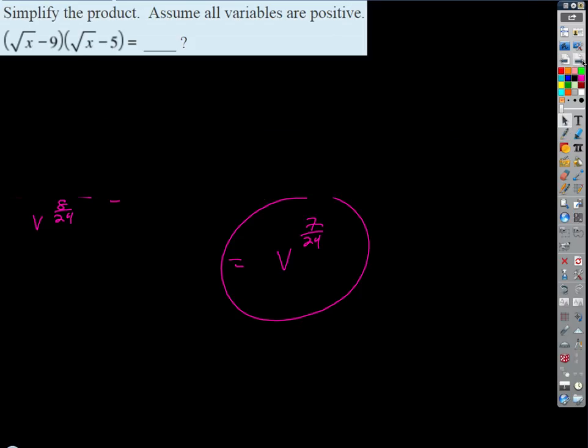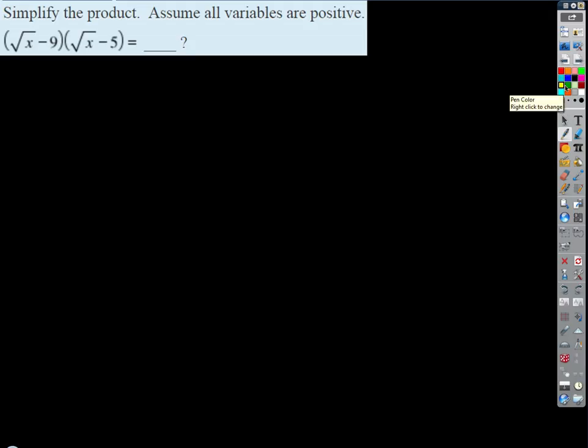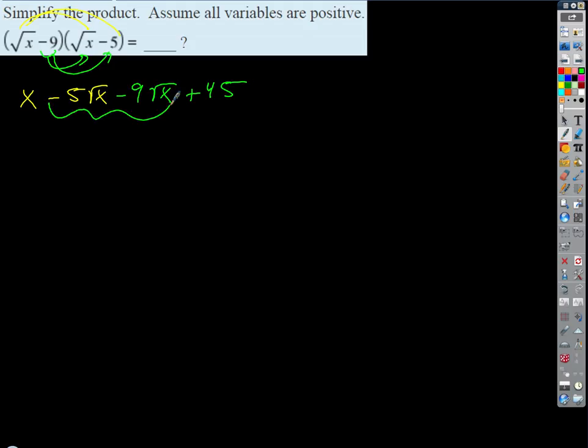Okay. This one, actually, is very straightforward. It looks kind of weird, but it's no big deal. We're just going to distribute, right? If I distribute the square root of x, well, the square root of x times the square root of x is just x, right? Square root of x times -5 is minus 5 times the square root of x. If I distribute the -9, -9 times the square root of x is just that, -9 times the square root of x, and -9 times -5 is plus 45. So that's my answer. Does everybody see those are like terms?